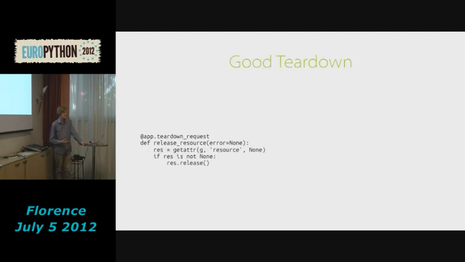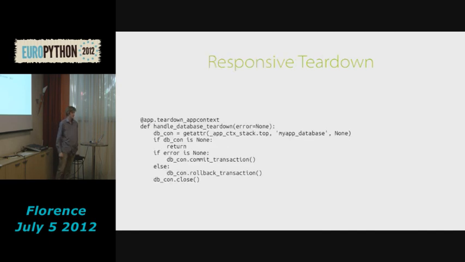And since the error is passed to the teardown function, you can be very clever in them. For instance, for a database connection, you could get the database connection, and if there is no connection, you just don't do anything. But if there is an error, you do a rollback, or if there is no error, you do a commit. So you wouldn't need to do any explicit transaction management. You could just move your whole transaction management into the teardown function.